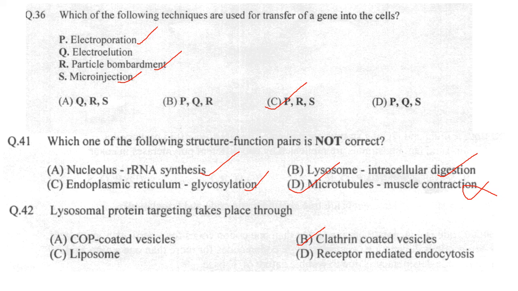Next one. Lysosomal protein targeting takes place through A. COP coated vesicles, B. Clathrin coated vesicles, C. Liposome, D. Receptor mediated endocytosis. Answer is option B, clathrin coated vesicle. All these are direct questions.